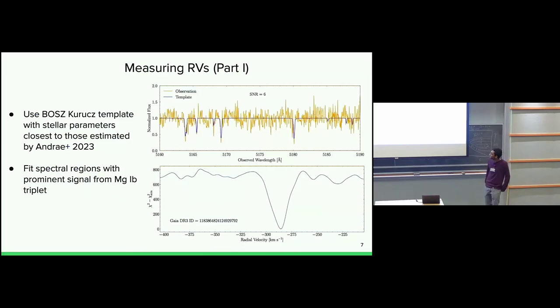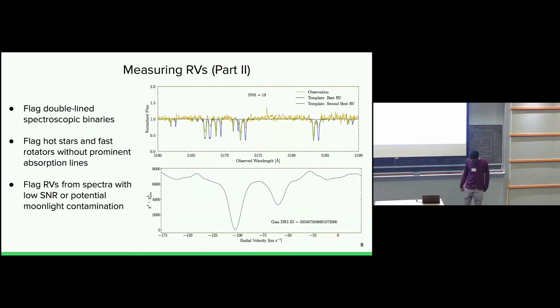But life is not always that easy, and you get some spectra where you can't easily measure one RV. For example, there are some spectra that show signatures of two luminous components. These are your SB2 systems, or double-line spectroscopic binaries. Here's an example of one of them, and you see two local minima in your chi-square curve. We flagged those and removed them from our table of candidates.